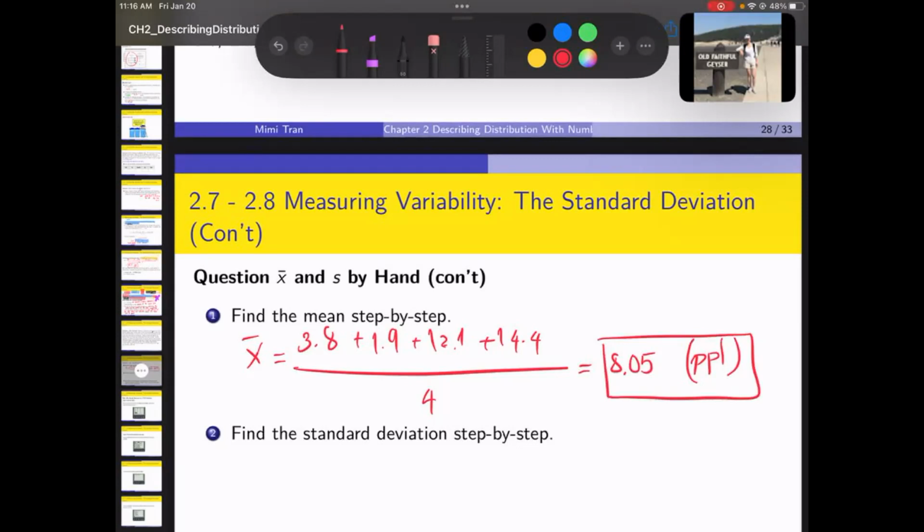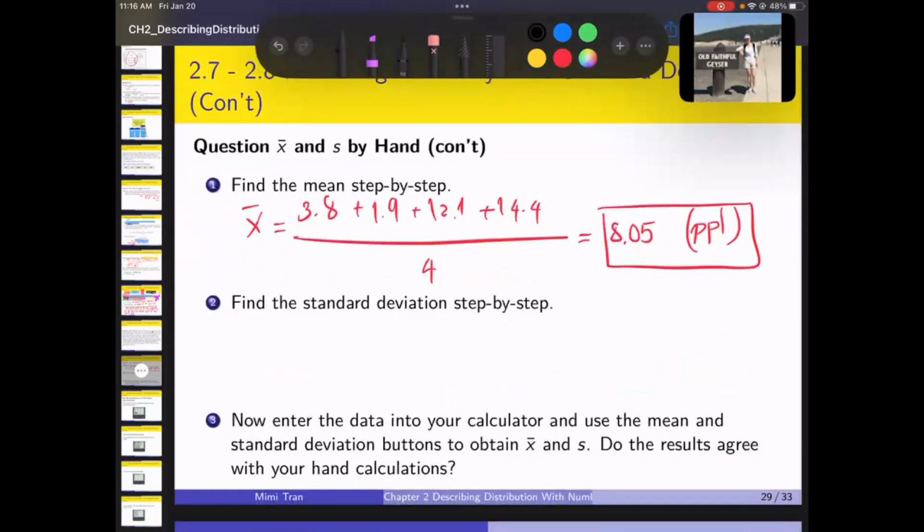Now we're going to calculate the standard deviation. Let me remind you the formula. S equals the square root of (x1 minus x bar) squared plus (x2 minus x bar) squared plus (x3 minus x bar) squared plus (x4 minus x bar) squared, divided by n minus 1. I don't have enough space, so I'll try to write small.